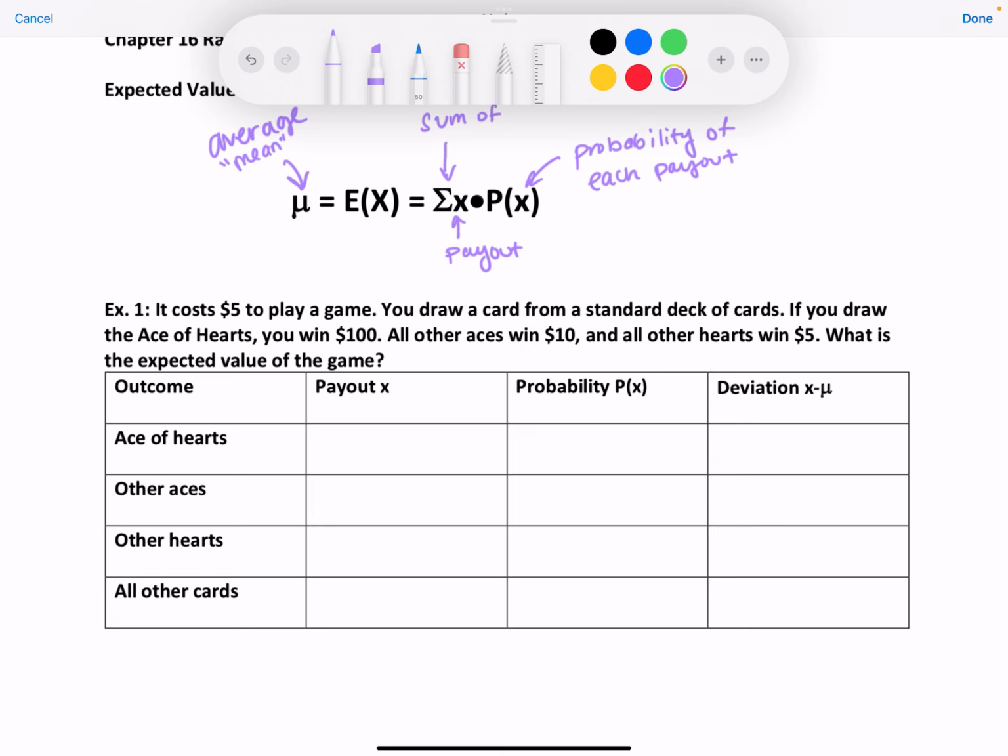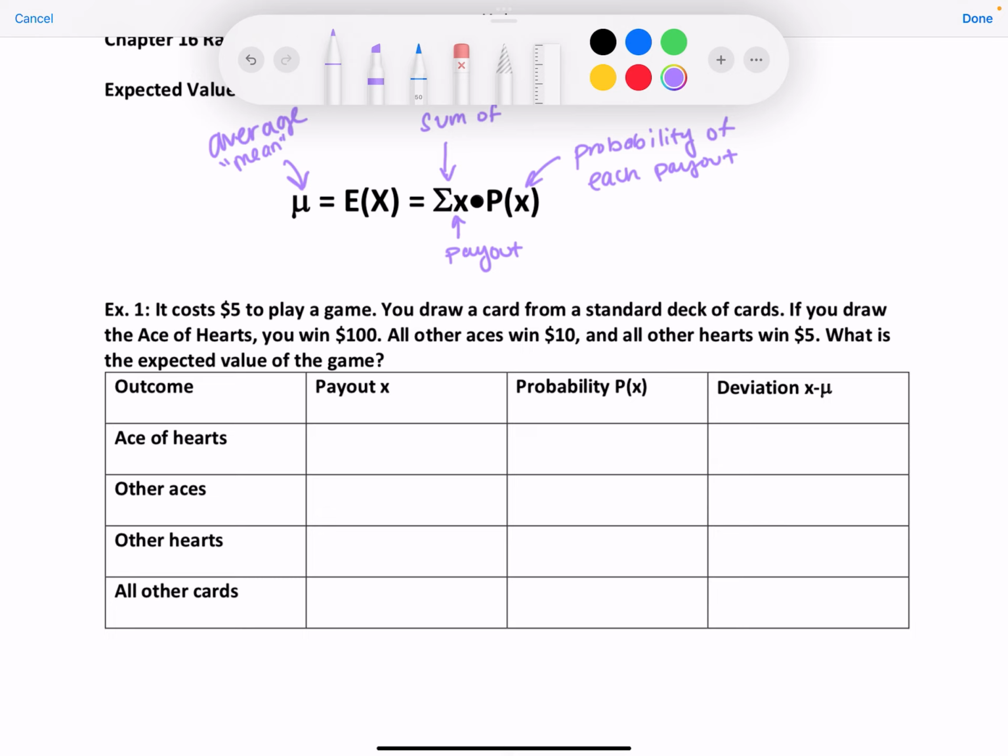All right, so it costs $5 to play a game. You draw a card from a standard deck of cards. If you draw the ace of hearts, you win $100. All other aces win $10. All other hearts win $5. So what is the expected value of the game? So you have to pay in $5 to play, so we have to account for that as well.